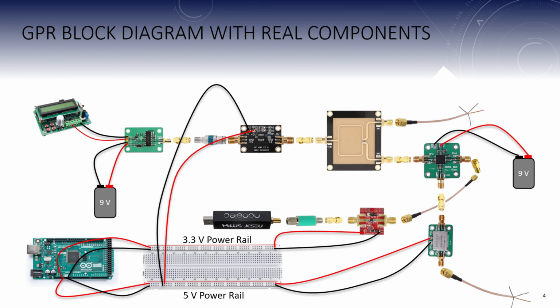Here's a schematic of the GPR block diagram with the real components that I've used. It looks very much similar to the on paper block diagram. However, this one has the Arduino and the breadboard with the connecting cables.